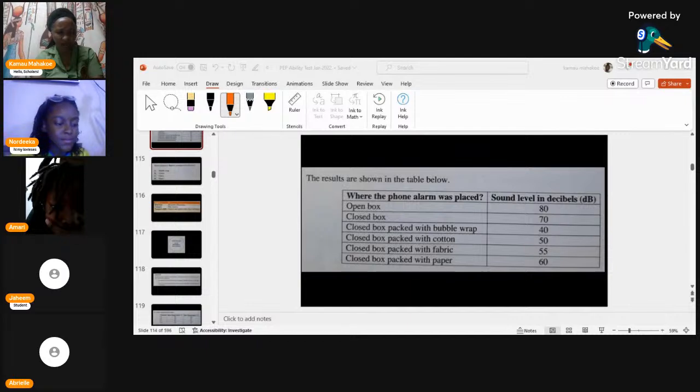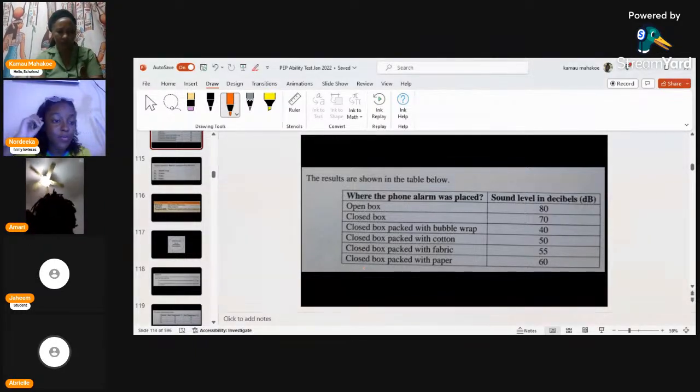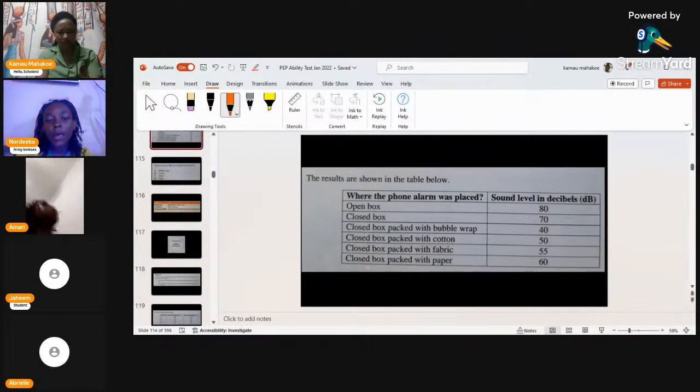Okay. Abriel, yes, can you read, please? Go ahead, Abriel. Please read the table. The results are shown on the table below, where the phone alarm was placed. Open box 80, closed box 70, closed box packed with bubble wrap 40, closed box packed with cotton 50, closed box packed with fabric 55, closed box packed with paper 60.